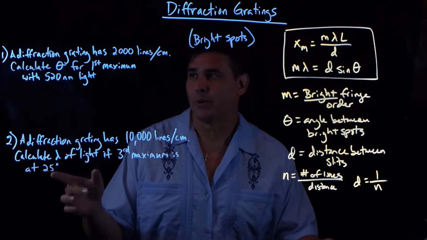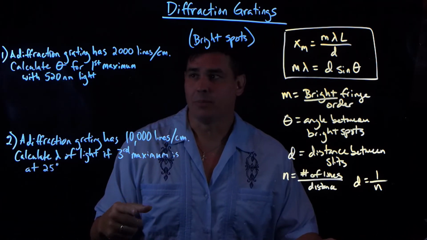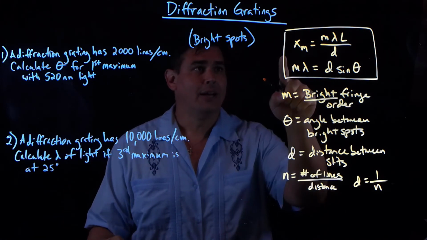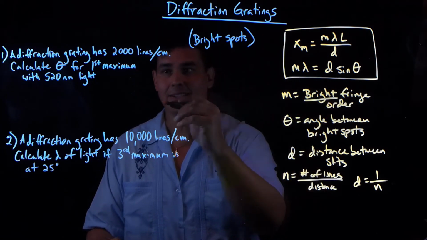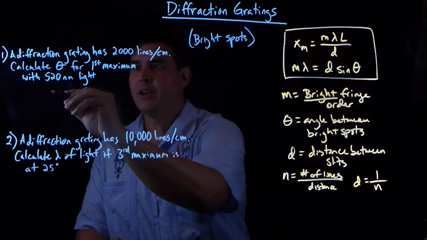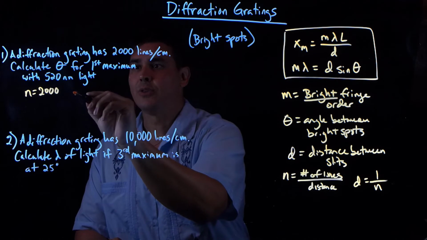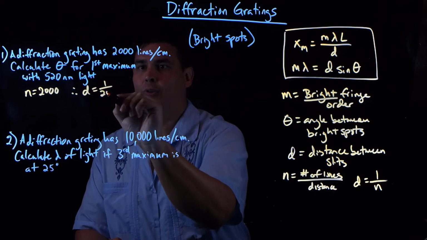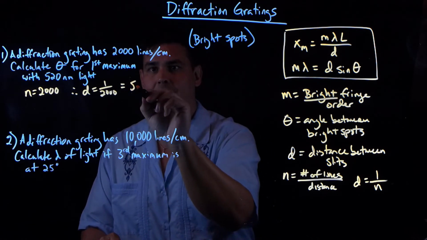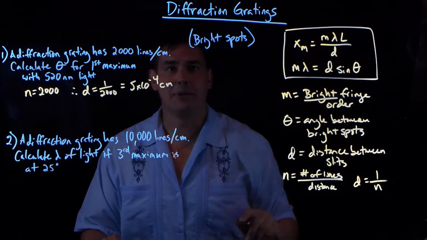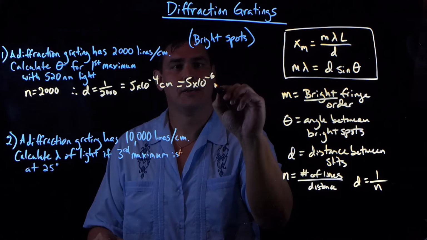Okay, let's do some practice problems real quick. First one, a diffraction grating has 2,000 lines per centimeter. Calculate the angle for the first maximum with 520 nanometers light. So again, this is going to have angle, so I'm using m lambda equals d sine theta. So first, I need to get d. So my number of lines is 2,000 lines per centimeter. So that means that d is going to be 1 over 2,000. And so 1 over 2,000 gives me 5 times 10 to the minus 4th centimeters, but I need to turn this into meters. So that's 5 times 10 to the minus 6th meters.